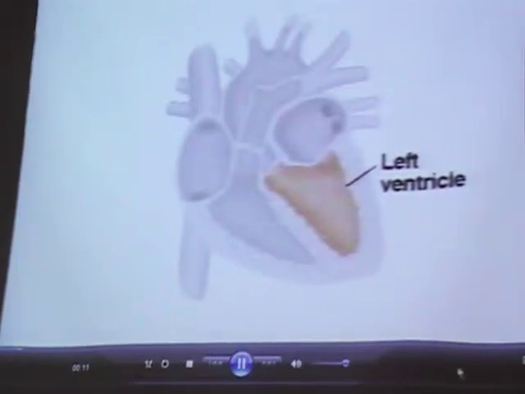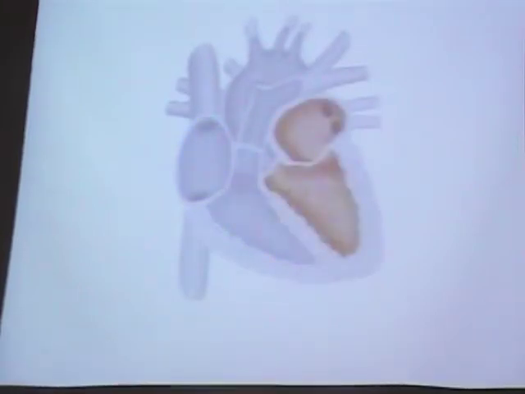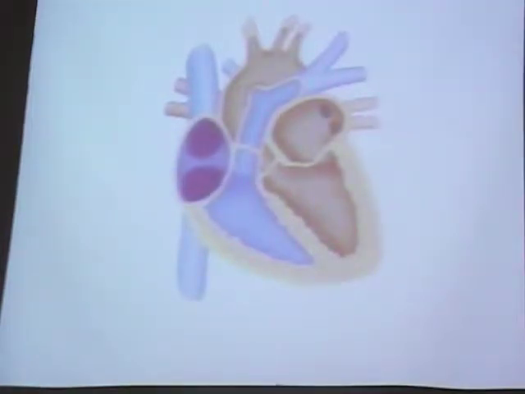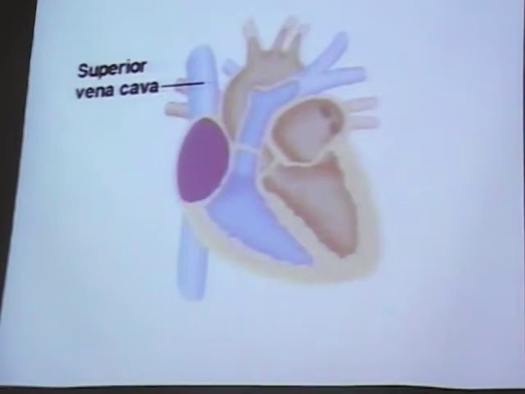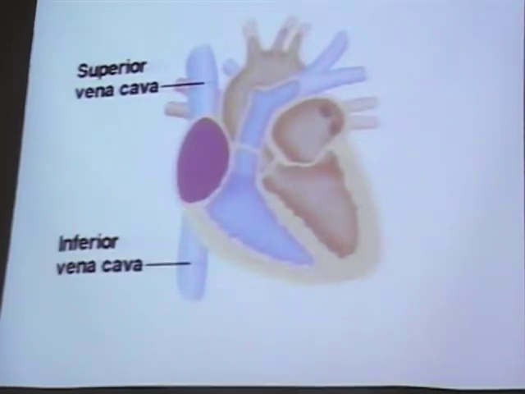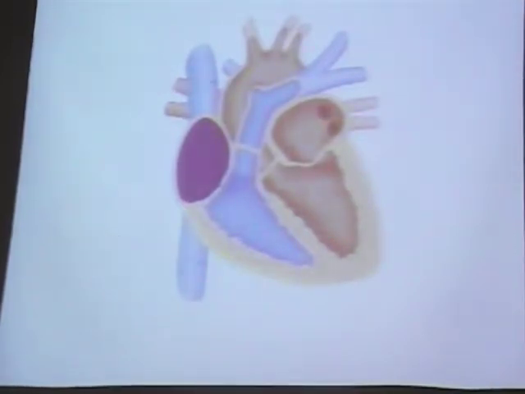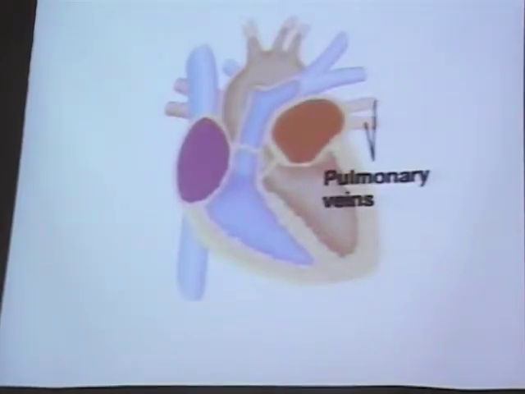The chambers on the right are separated from those on the left by the interatrial and interventricular septa. Each side of the heart functions as a separate pump. Oxygen-depleted blood from the body flows into the right atrium through the superior vena cava and inferior vena cava. Freshly oxygenated blood from the lungs flows into the left atrium through the pulmonary veins.